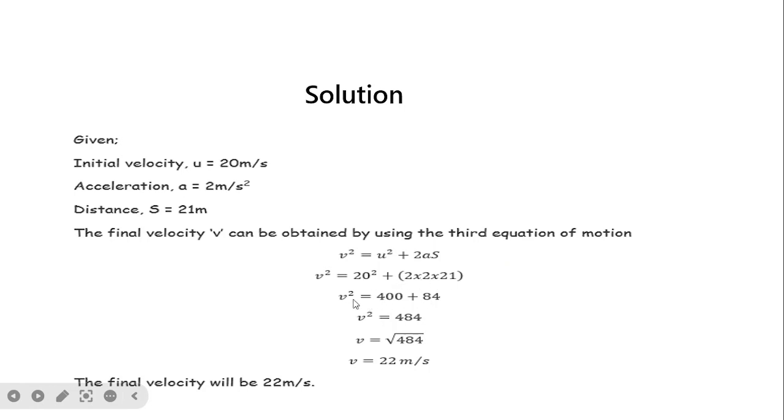Now we get the answer. V squared is equal to 400 plus 84. V squared is equal to 484. Now if you square root both sides, you get the answer, that is 22 meter per second. So the final velocity will be 22 meter per second. Hope that's clear with this example.